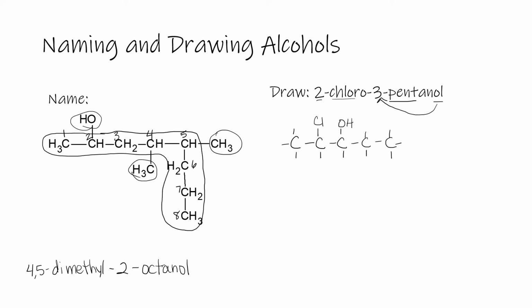Let's write the condensed from that. So the first group is a CH3. Then we have a CH with our chlorine bonded off of that. Another CH with our hydroxyl group. Then a CH2, and finally a CH3 group. So that is how to draw 2-chloro-3-pentanol.